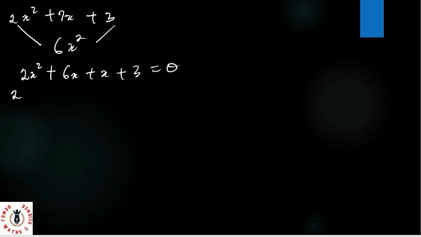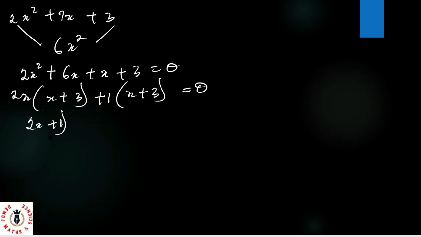Now, on solving this, I'll be using the factorization method. That will be 6x^2. What are the factors of 6x^2 such that when I sum them up together, I'll get 7x? That's 6x obviously and x. That's 2x^2 + 6x + x + 3, which will be equal to 0. Now I can factorize it. Here is 2x(x + 3) + 1 into (x + 3) equals 0. So that's (2x + 1) into (x + 3) equals 0.